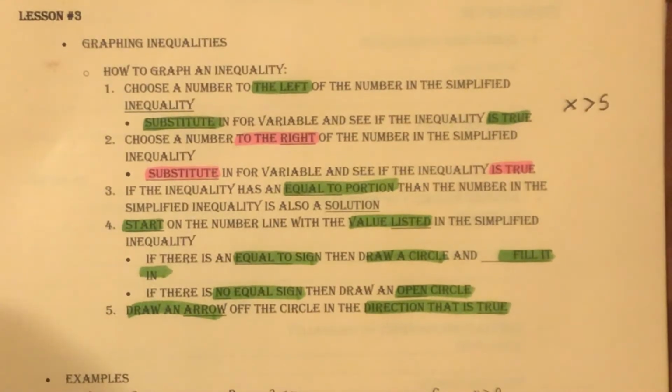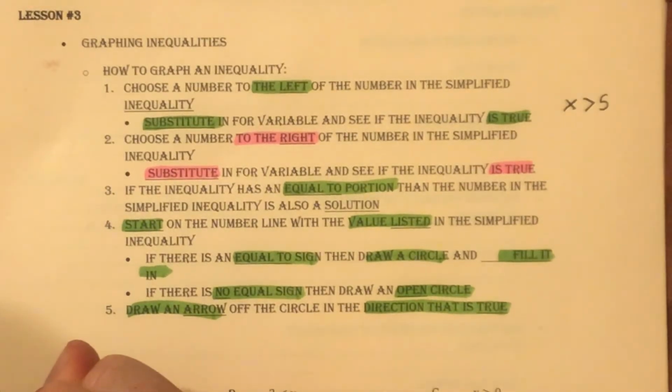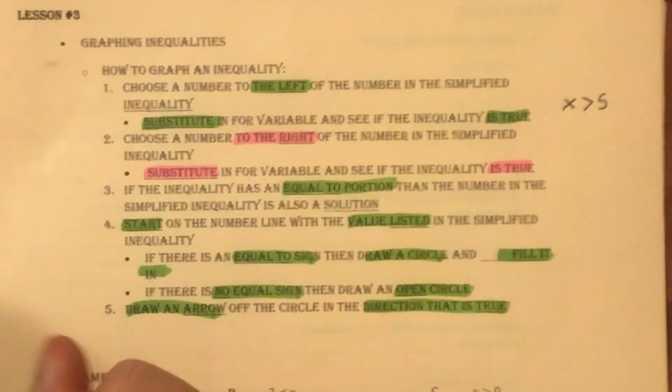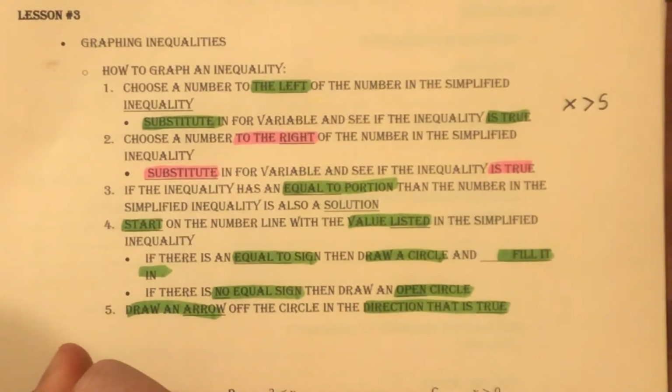So I start at negative 3, the initial number they gave me, and I draw my circle. Then I need to look, is there a portion of an equals to sign? Well, there is a portion of an equals to sign right there. So I see one right there. So that means that this is a filled in circle.